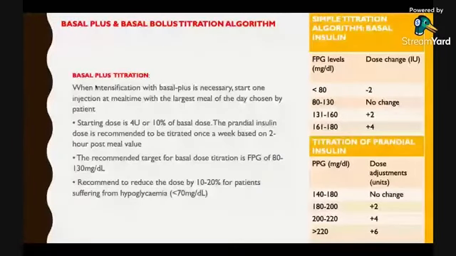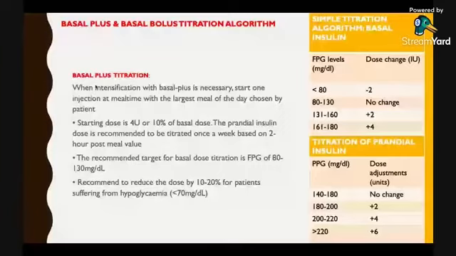So basal plus and basal bolus titration are quite similar, because what is done for basal plus is done for basal bolus also, since prandial dosing needs a specific kind of adjustment. Fasting is very similar, as I have shown you with basal. For PP sugar measurement, you need to do it, and based on that, in 140 to 180 you need not change, 180 to 200 plus 2 units, 200 to 220 plus 4 units, and more than 220 plus 6 units. This is a very simple titration algorithm for the prandial insulin that you're using.